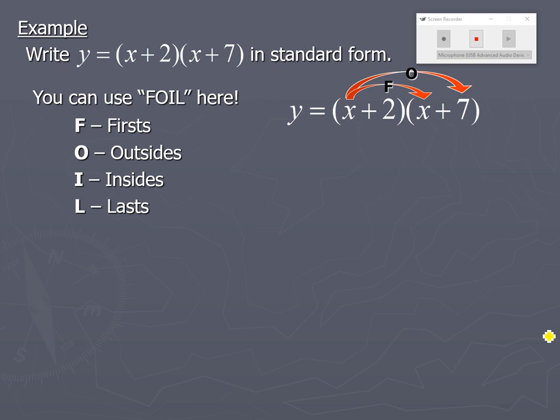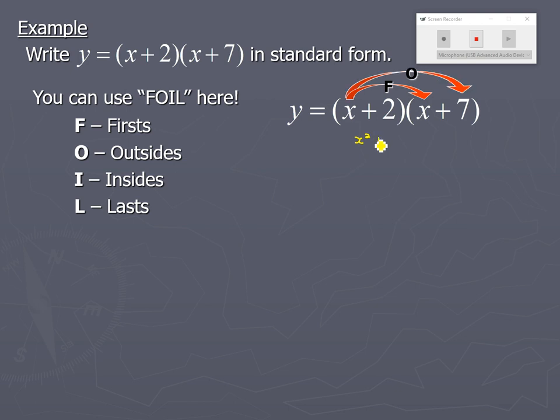I want to slow this down. I'm going to write it, and then it'll appear on the PowerPoint. If I was doing this myself, I would do it like this. X times x, I'd go, oh, that's x squared. Then I'd draw the arrow from the x to the 7 and go, okay, this x has to get multiplied by this 7, and I get 7x.